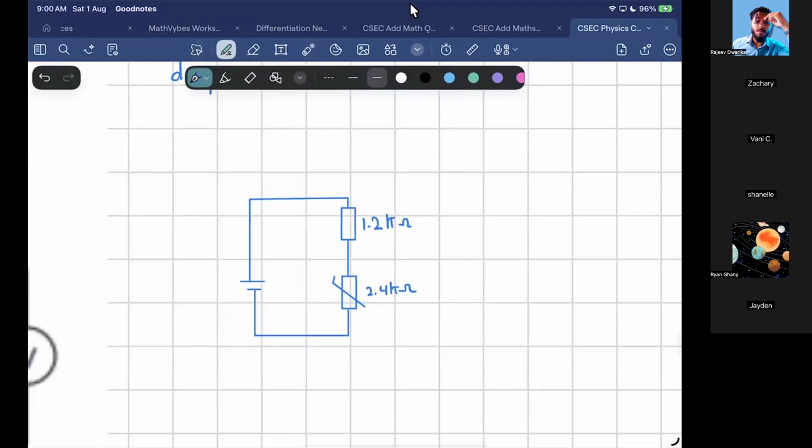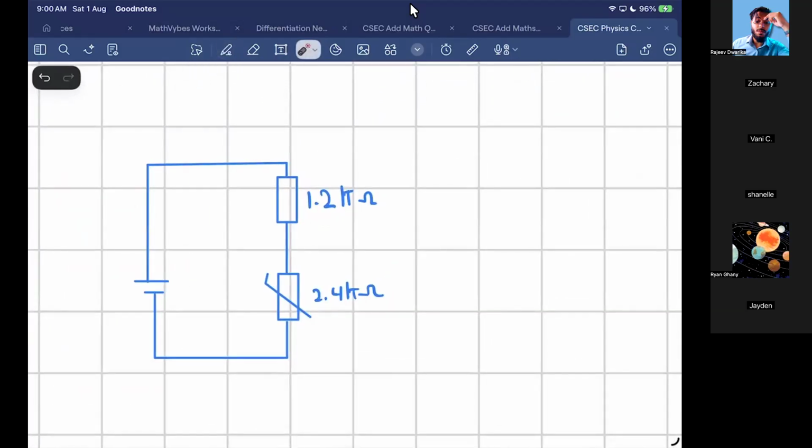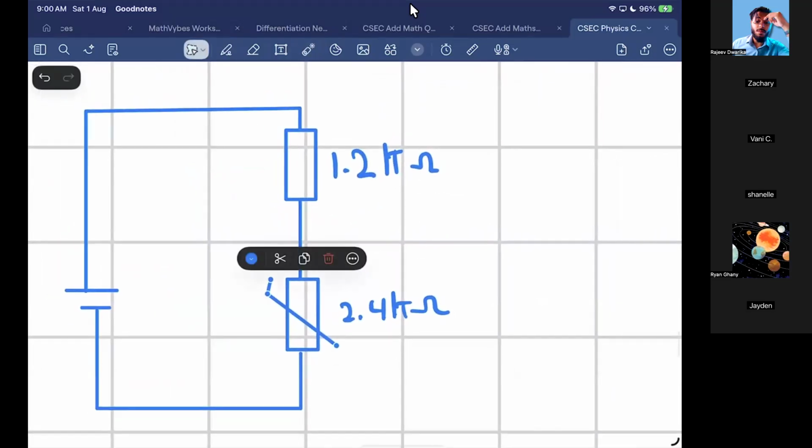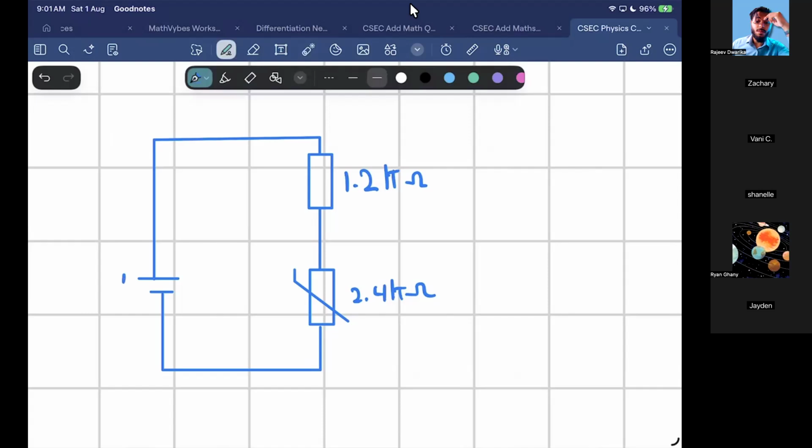Now, I don't want to reveal the answer wholesale, but understand something. We want to find the voltage drop across which resistor? Tell me, Jadon. 2.4K. Exactly. Now, what kind of circuit is this, series or parallel? Parallel. Why is it parallel? No, series. It doesn't have any way to split. Exactly, there's no splitting. Watch, positive, negative. You tell me if the current ever splits. No, it never splits.